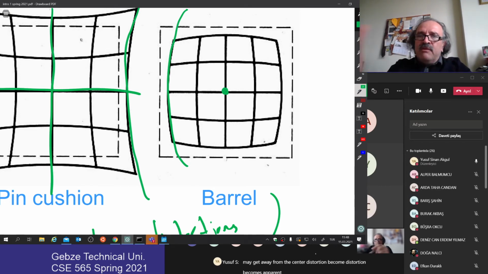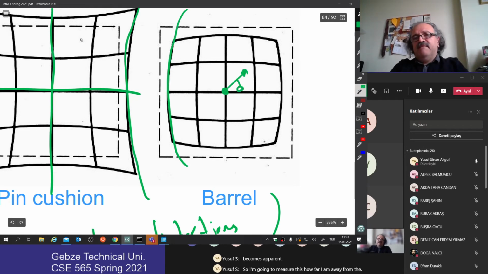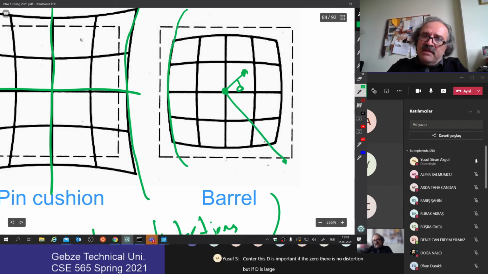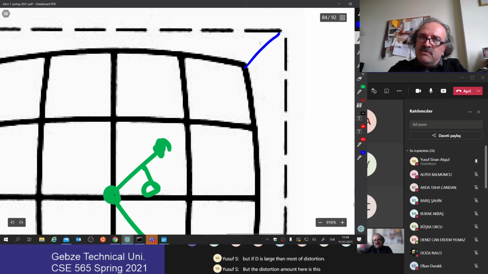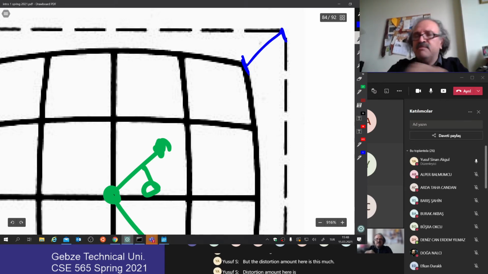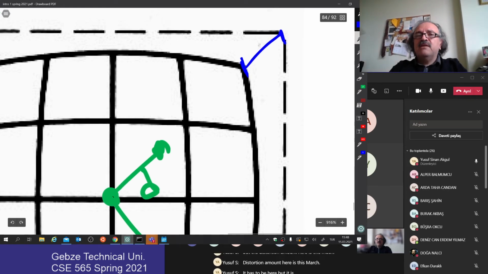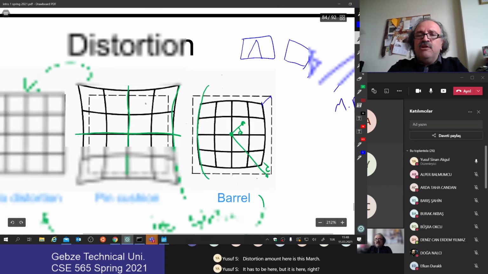So I am going to measure how far I am away from the center. This D is important. If D is 0, there is no distortion. But if D is large, then there is a lot of distortion. So the distortion amount here is this much. Distortion amount here is this much. It has to be here, but it is here, right? At the center, there is no distortion. I need to find something like that.